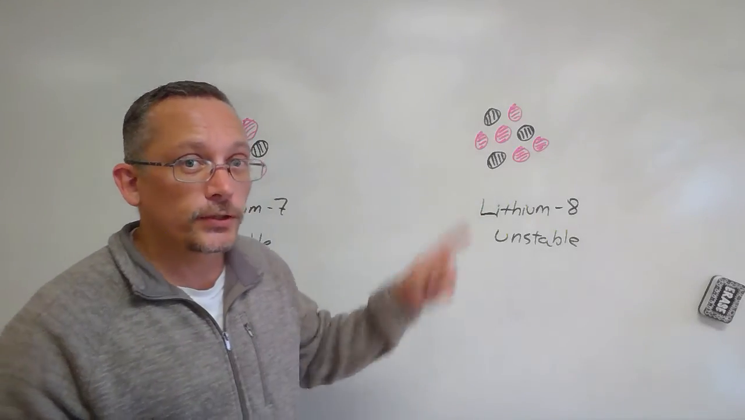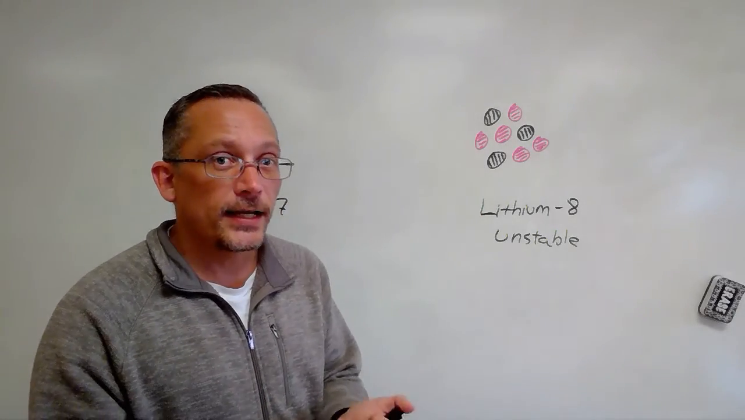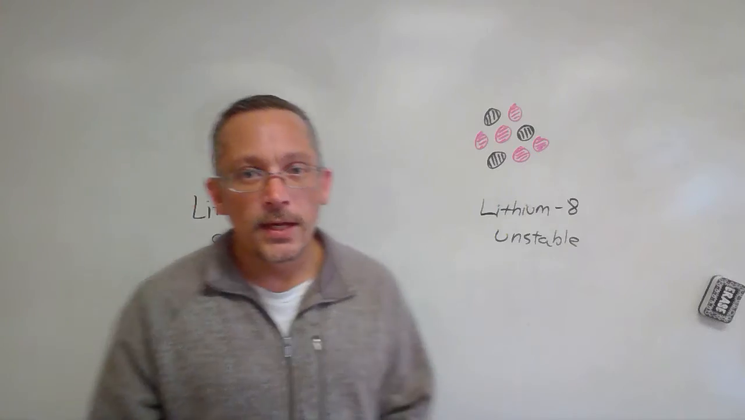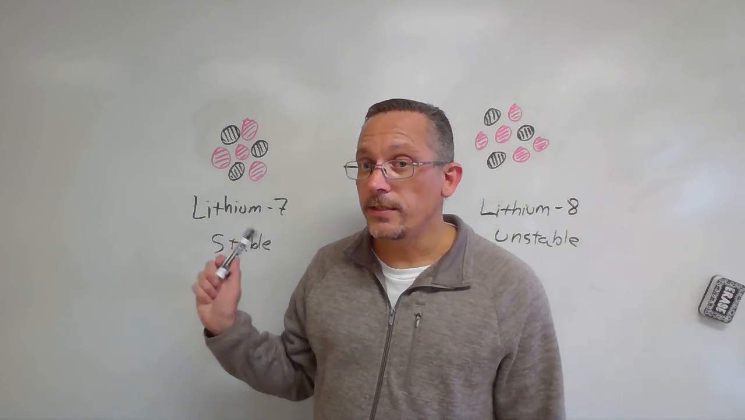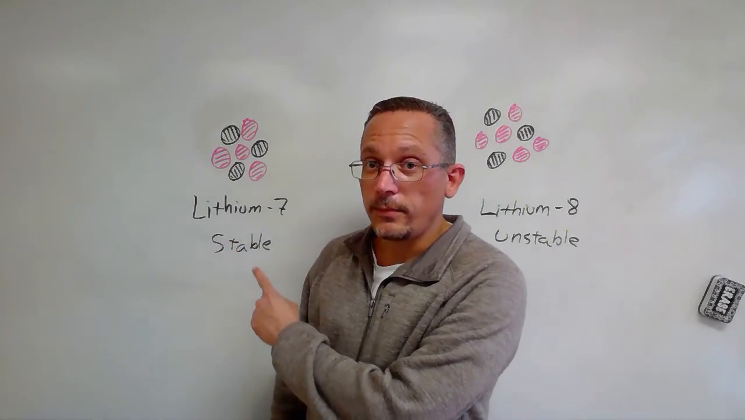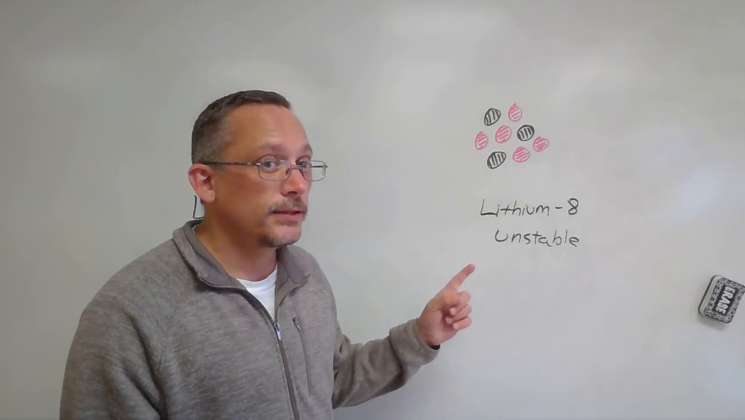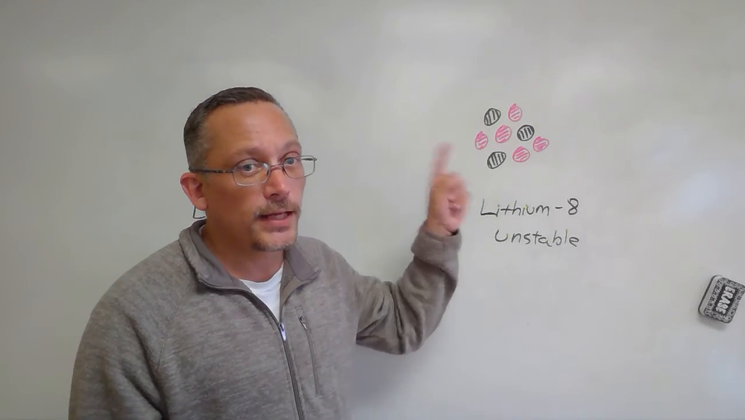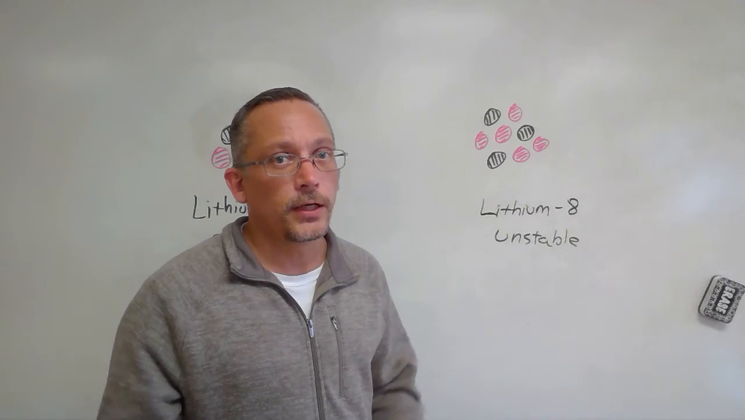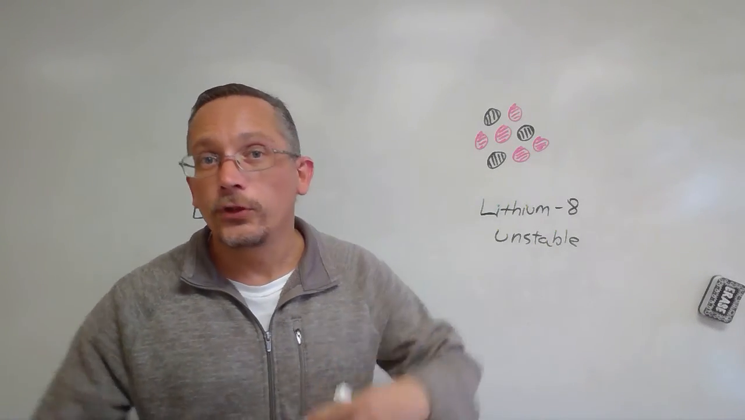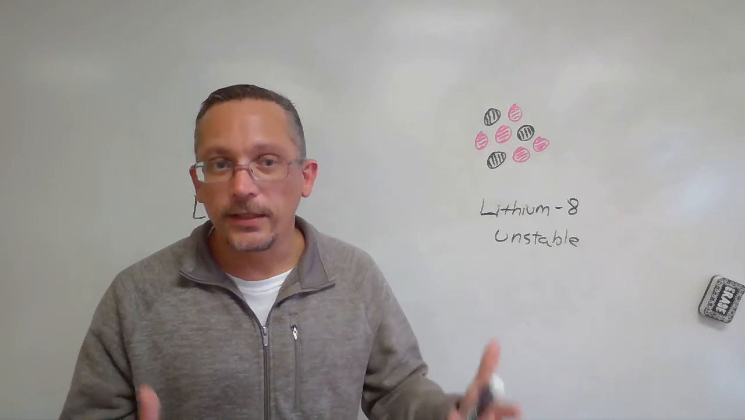This nucleus will eventually fall apart, right? It cannot exist indefinitely. So one combination of particles can exist indefinitely. We call it stable. One that can't exist indefinitely is unstable. That nucleus will eventually fall apart. And that's one of the kinds of nuclear changes that we're going to talk about in this unit.